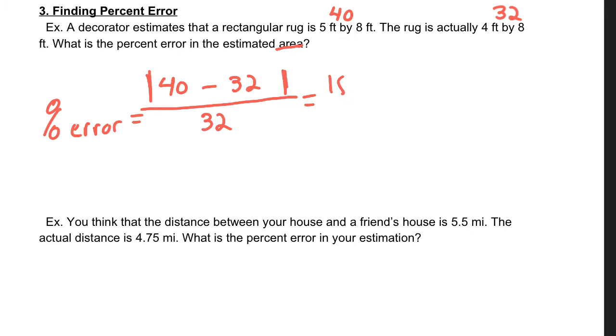So this becomes the absolute value of 8 over 32, which is just 8 over 32. 8 divided by 32 is going to be, as a decimal, 0.25, which is really 25%. So our percent error was a 25% error.